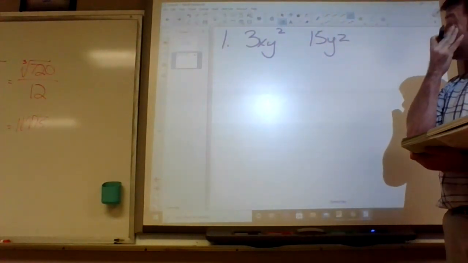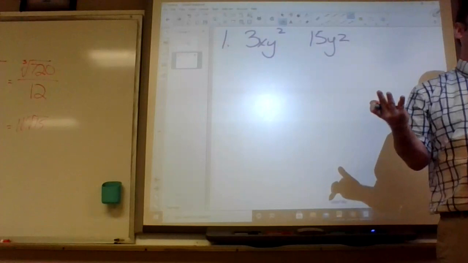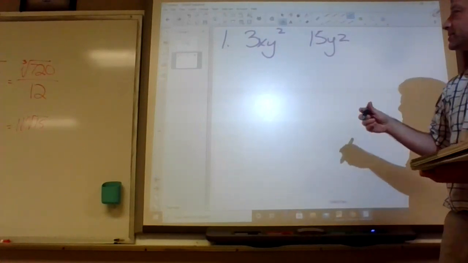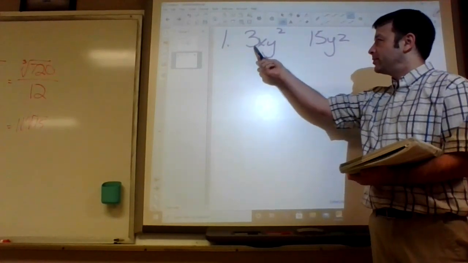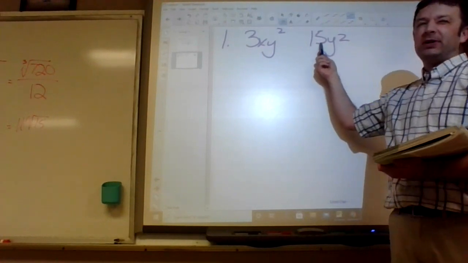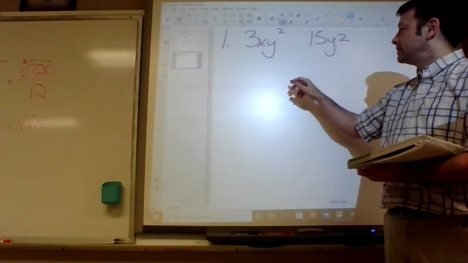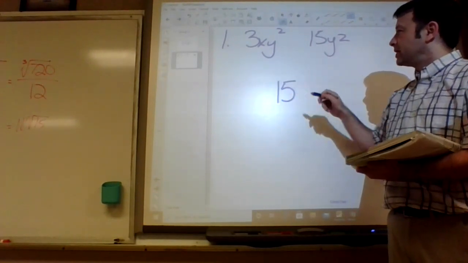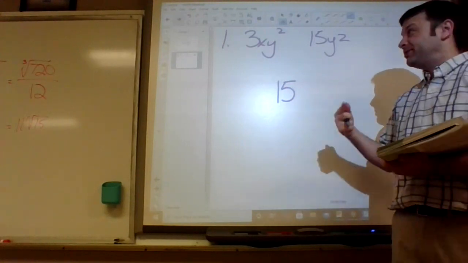So, what do 3 and 15 both go into? It's kind of like finding a common denominator. That's what we're practicing for. What's the least common multiple of both of these? What do 3 and 15 both go into? 15. Okay, 15 doesn't go into 3, 3 goes into 15.